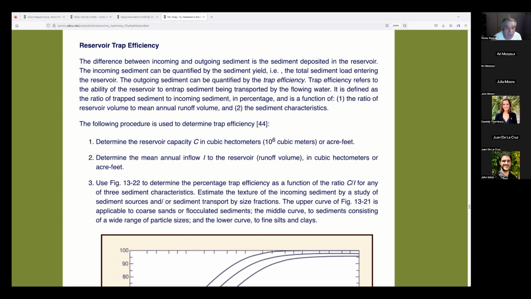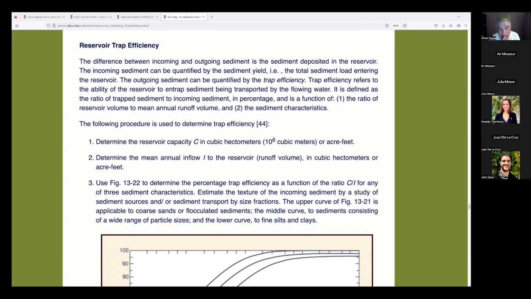The outgoing sediment can be quantified by the trap efficiency. That's the definition by Brune. The trap efficiency refers to the ability of the reservoir to entrap sediment being transported by the flowing water. It is defined as the ratio of trapped sediment to incoming sediment in percentage. And it is a function of, one, the ratio of reservoir volume to mean annual runoff volume, and the sediment characteristics.